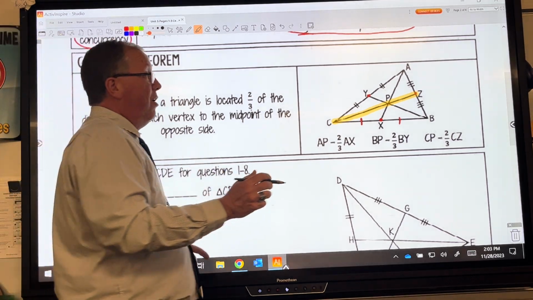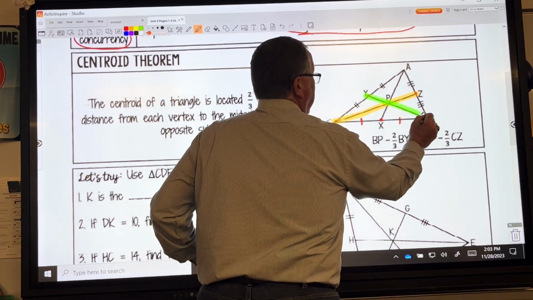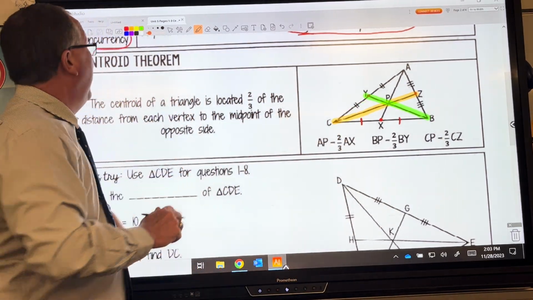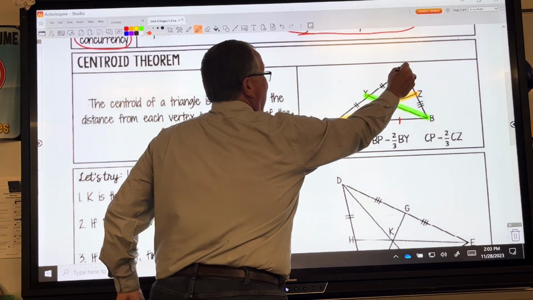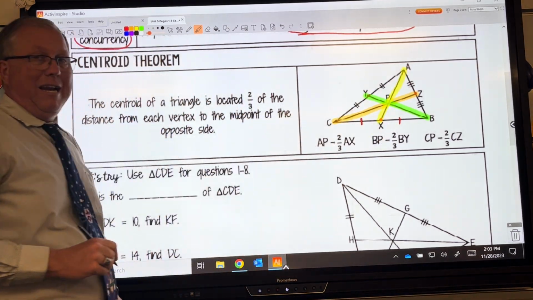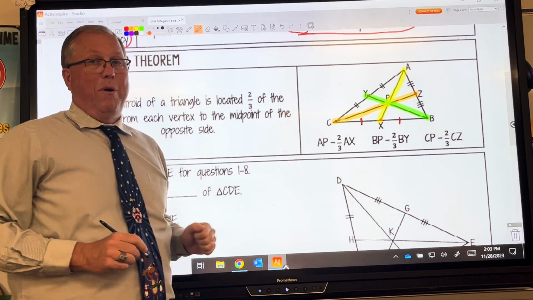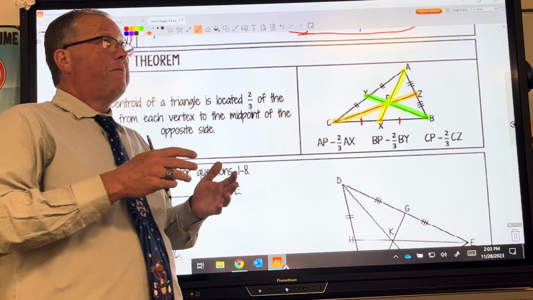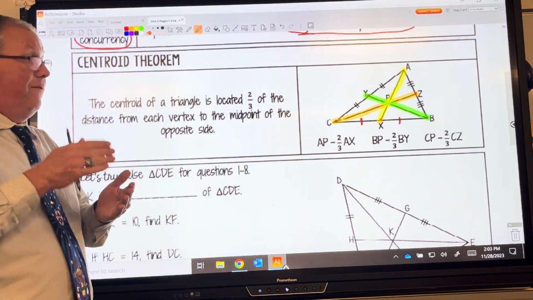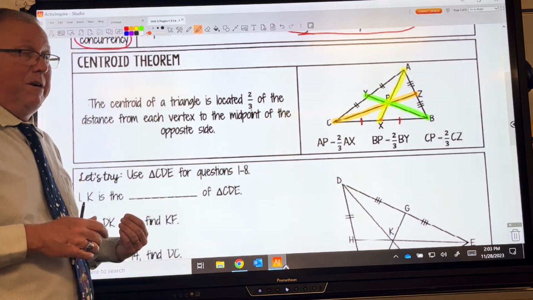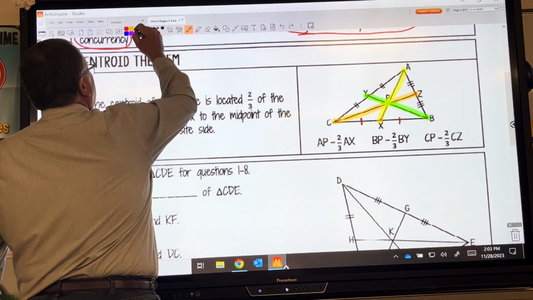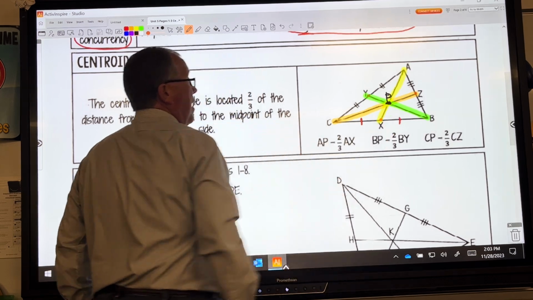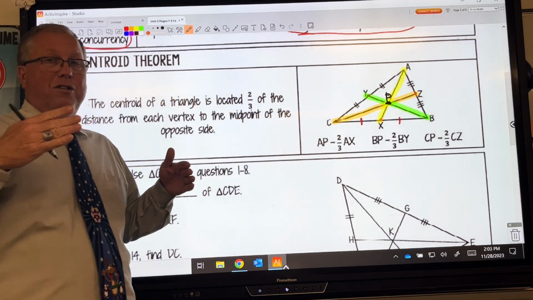Excellent. So now that you're back, here are your other two medians. BY is also a median because it goes from the vertex to the midpoint, okay? And AX is also a median because it goes from a vertex to a midpoint. So those 3 are our medians, okay? And again, that's because they go from vertex to midpoint, okay? This point right here, point P right there, okay, that's point P. That is where those 3 medians cross each other.